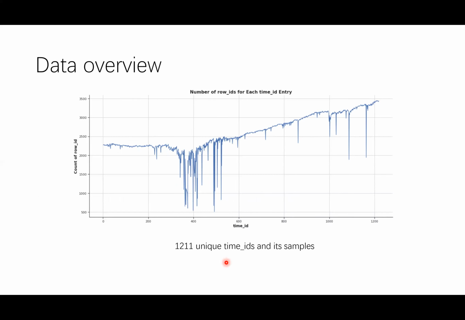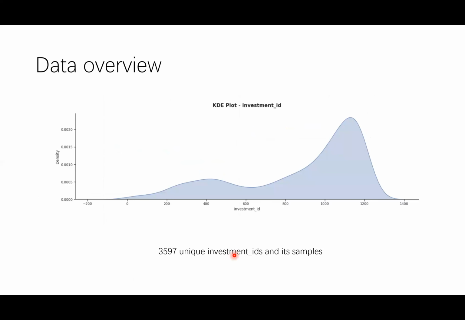Here's a plot showing the number of row IDs for each time ID entry. And in total, we have 1,211 unique time IDs and samples. And this plot shows the relationship between investment IDs and the number of entries in each investment ID. And in total, we have over 3,000 unique investment IDs and samples.